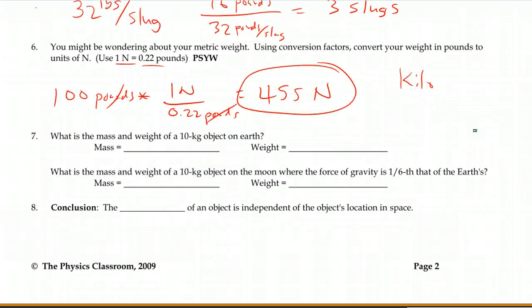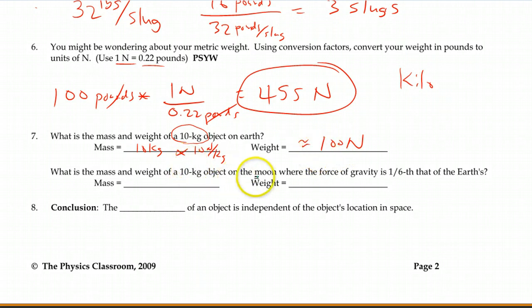Okay, so the mass and weight of an object, 10 kilograms on the Earth. If it has a mass of 10 kilograms, then we would multiply by 10 newtons per kilogram, or 9.8, and we would end up with approximately 100 newtons worth of force, 10 times 10.